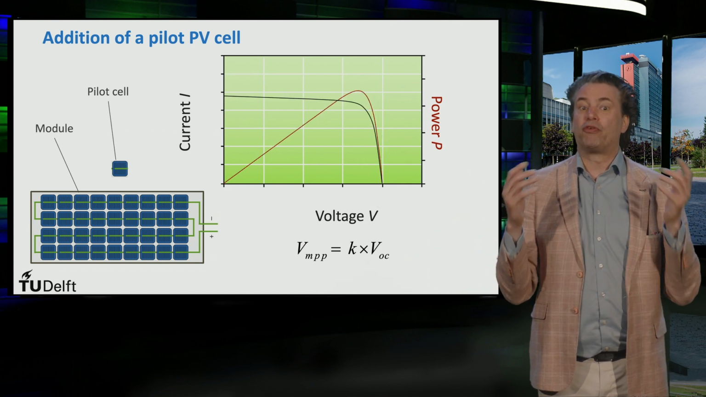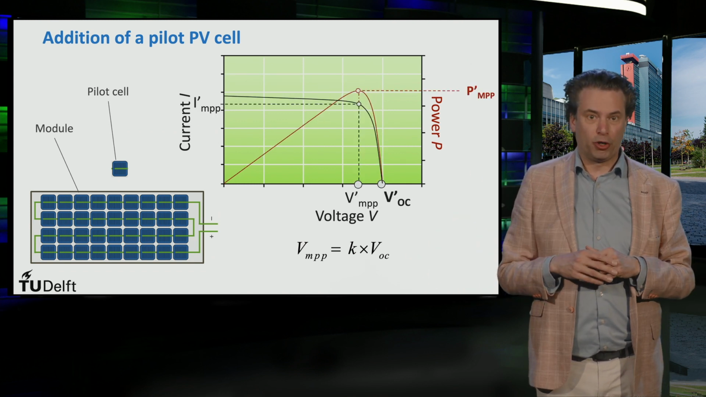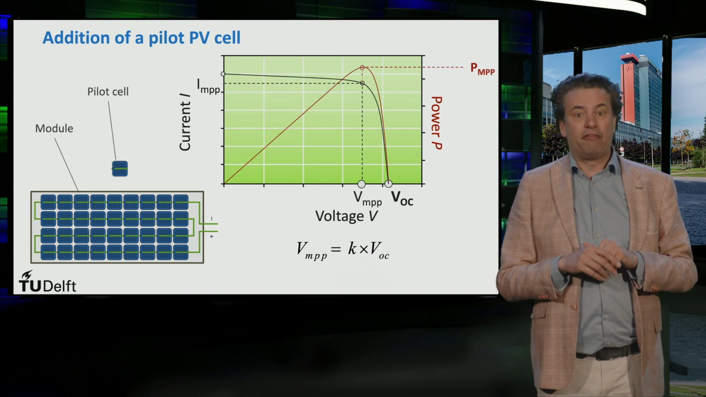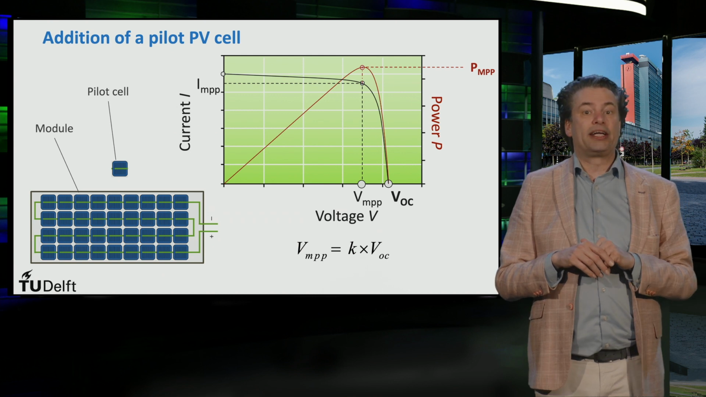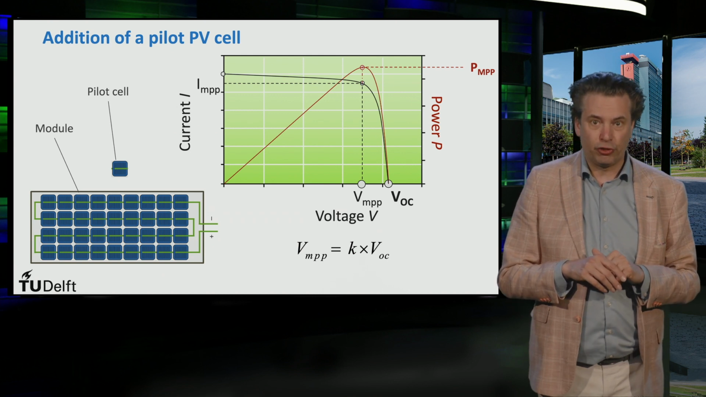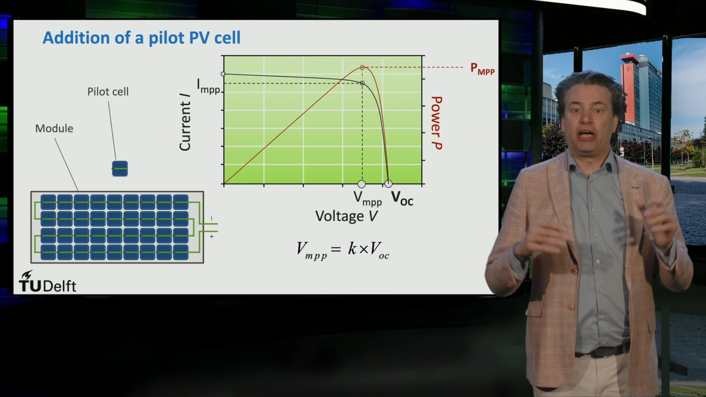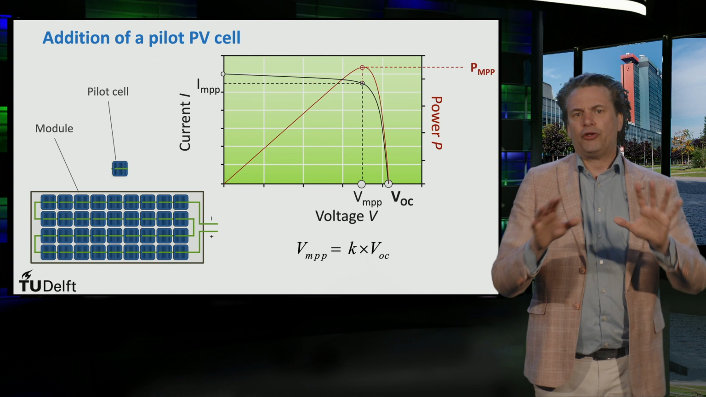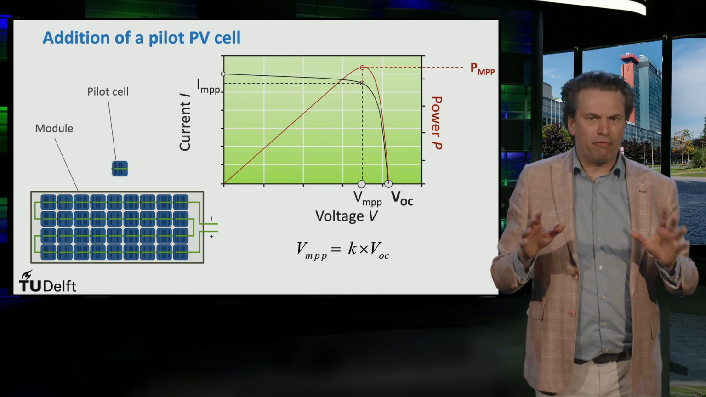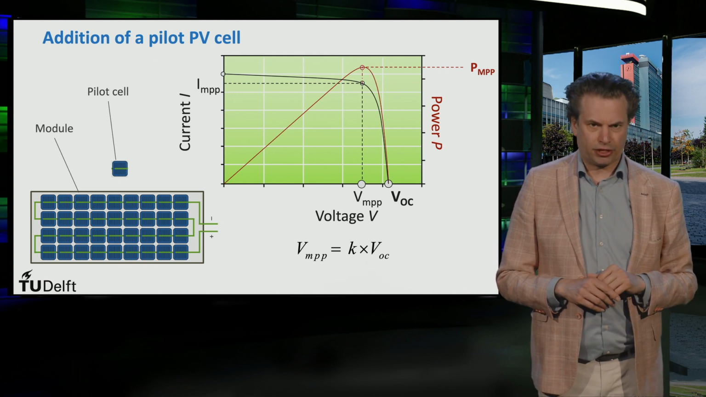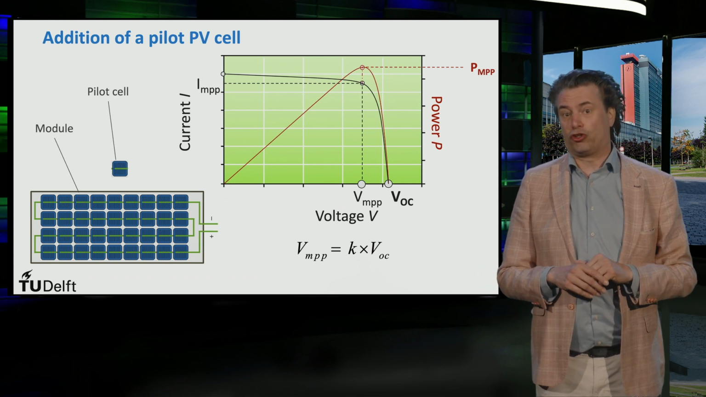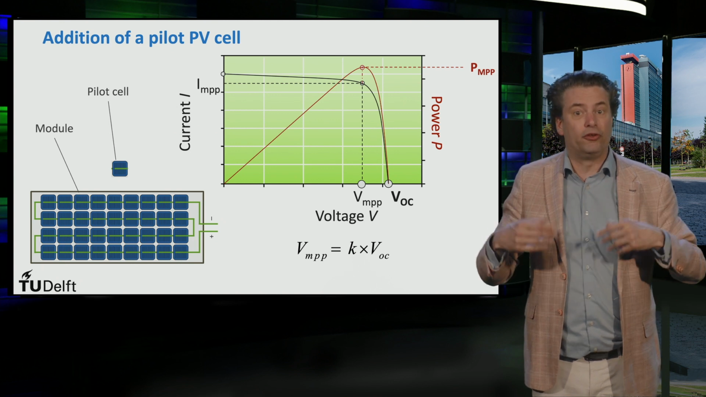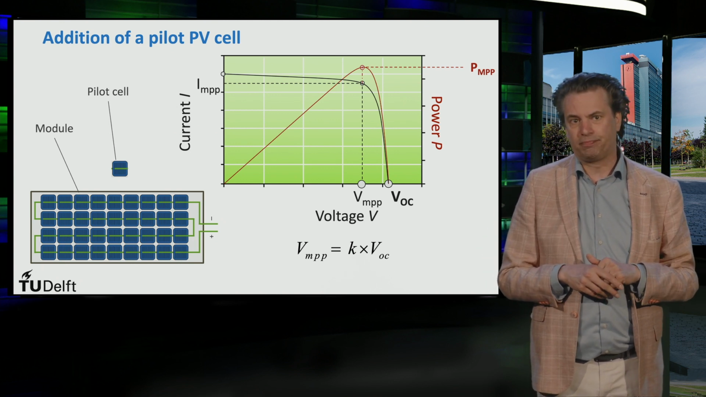Thus, while the pilot PV cell provides for a good estimate of the module's open circuit voltage, the VMPP can be calculated as VMPP is equal to K times the open circuit voltage VOC. And the PV voltage can be adjusted accordingly without having to disconnect the PV module. Note that the inclusion of the pilot PV cell merely avoids the losses due to module disconnection. This method would still suffer from the problem of depending on the K value for estimating the VMPP value.